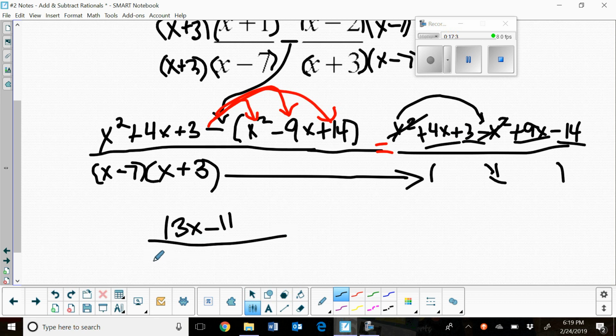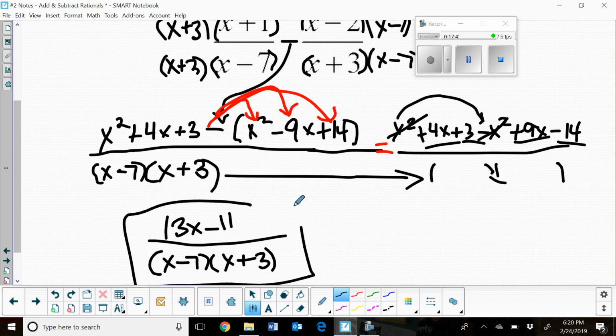That is my numerator. Now let's bring our denominator down. It's x minus 7 and an x plus 3. And there's my final answer because we know 13x minus 11 won't factor. Now let's define our two excluded values. What makes the first binomial 0? X is 7. That's my excluded value. That means x cannot be 7. And my second excluded value, what makes that 0? Negative 3. So x cannot be negative 3. And that's how you work these.